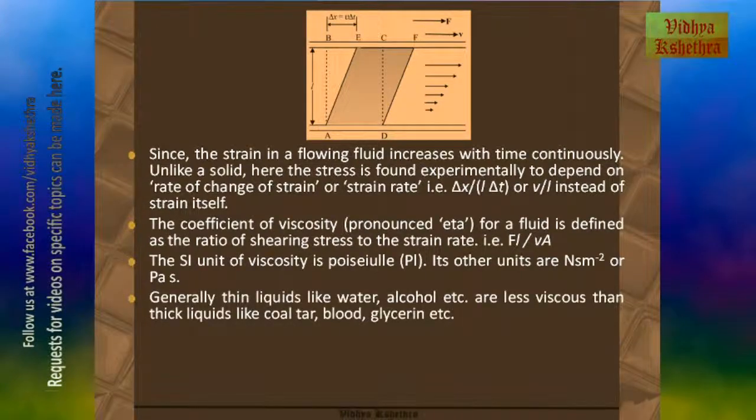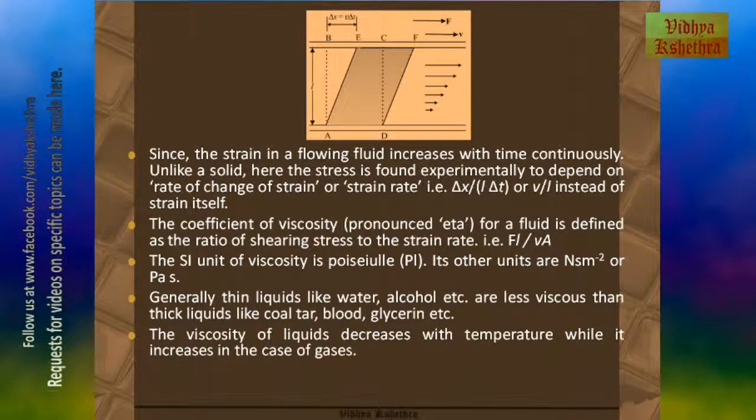Generally, thin liquids like water, alcohol, etc. are less viscous than thick liquids like coal tar, blood, glycerin, etc. The viscosity of liquids decreases with temperature, while it increases in the case of gases.